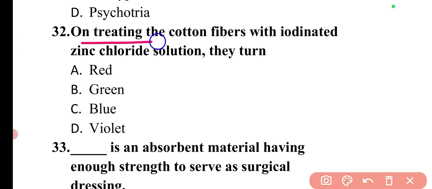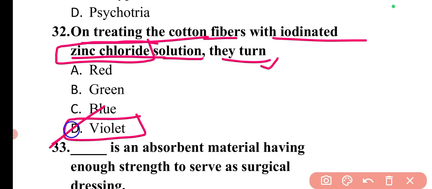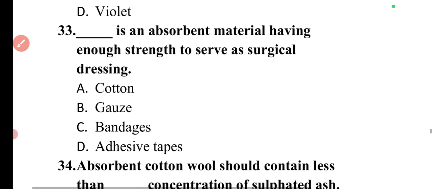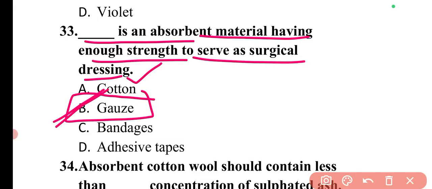Next question is, on treating the cotton fibers with iodinated zinc chloride solution, they turn. So this is the test for cotton fibers. So when the cotton fiber is treated with iodinated zinc chloride solution, they will turn violet color. So here option D will be the correct answer. Next question is, dash is an absorbent material having enough strength to serve as surgical dressing. So the absorbent material which is having enough strength to serve as surgical dressing is gauze. So here option B is correct.